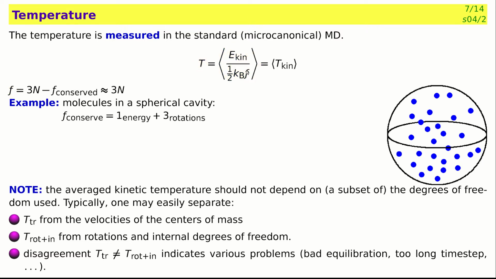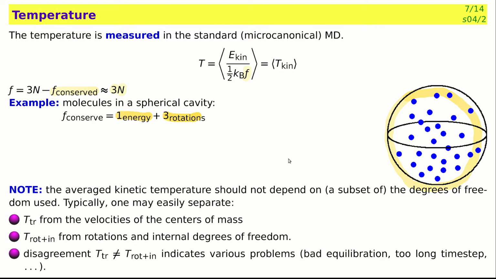The question is, what exactly is this number of degrees of freedom? Approximately, if we have n atoms of argon, we have 3n degrees of freedom. But it's not precise. Sometimes we have some degrees of freedom conserved. For example, let's have a spherical cavity. It's not a popular way to conduct simulations, but we can imagine it. Then what is conserved is 1 for energy, sometimes it is not counted, and 3 rotations.